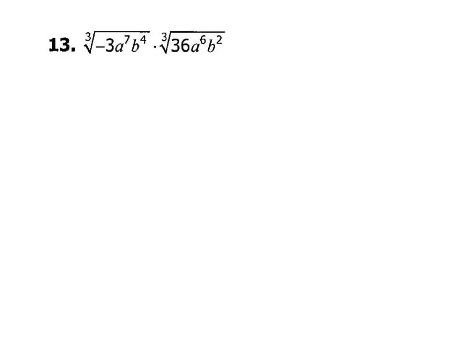All right, 13. We've got a cube root times a cube root. They have the same index, so we can combine what's on the inside. We can combine our radicands together. So what we want to do is we want to take the cube root of negative 3 times 36 is going to give us negative 108. Multiply the numbers together first. Those are our like terms.